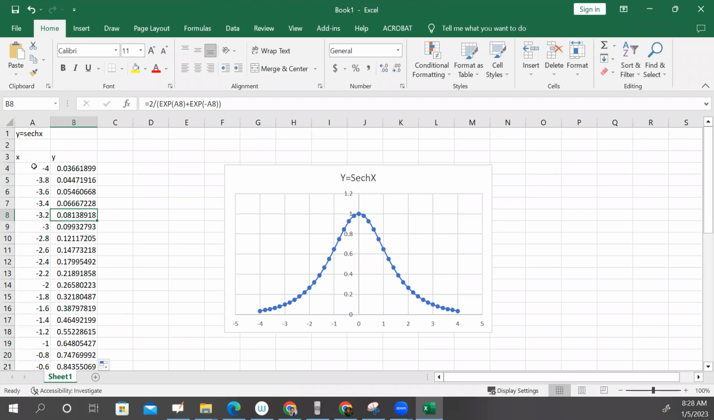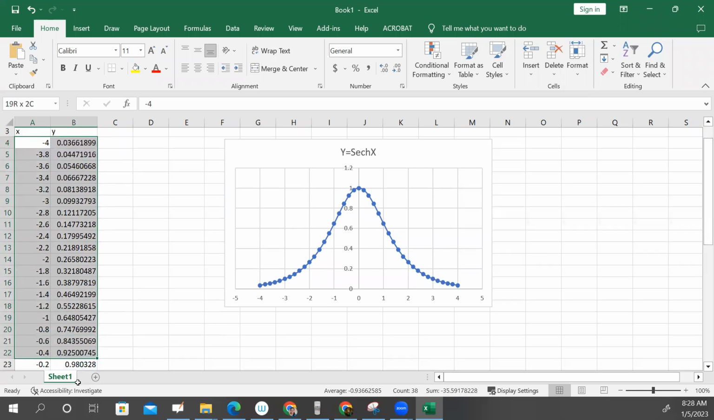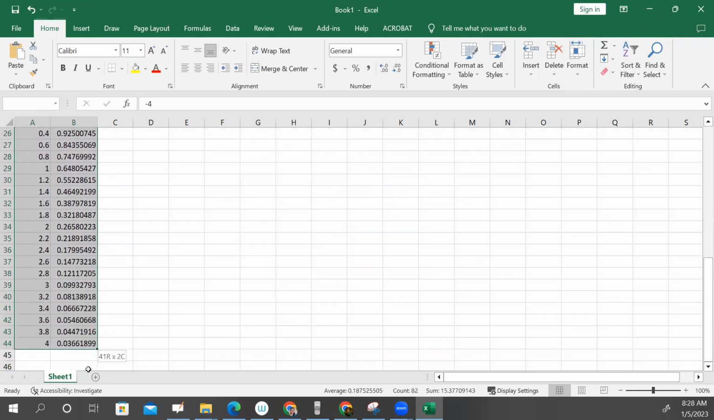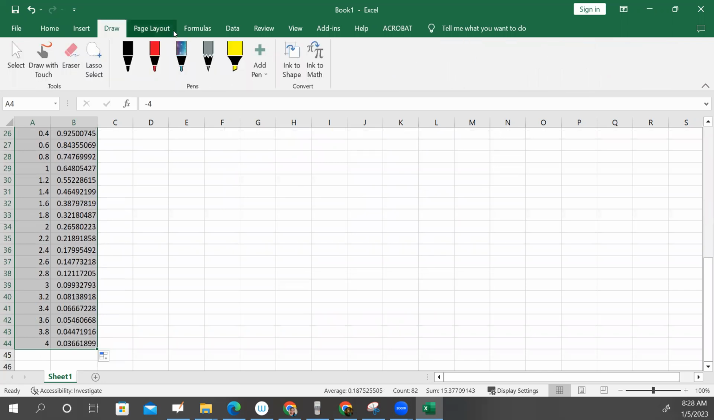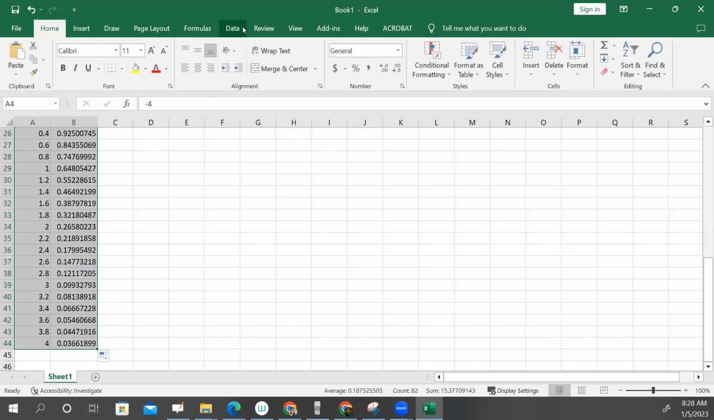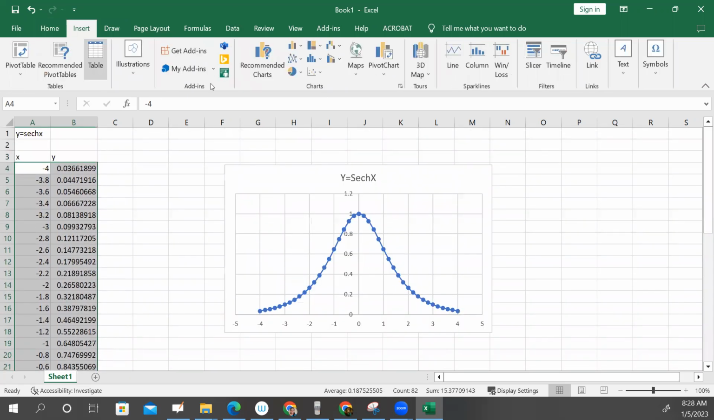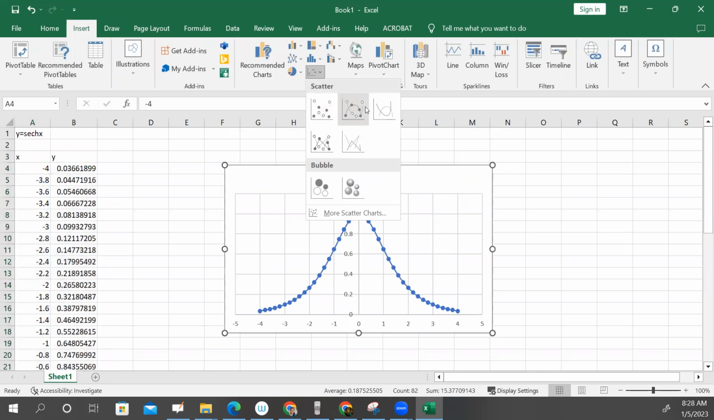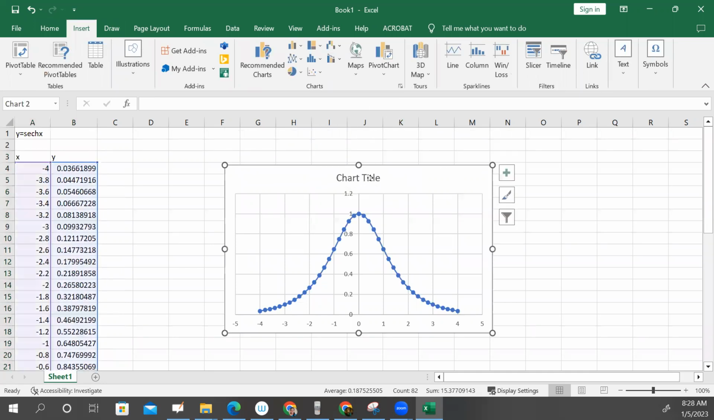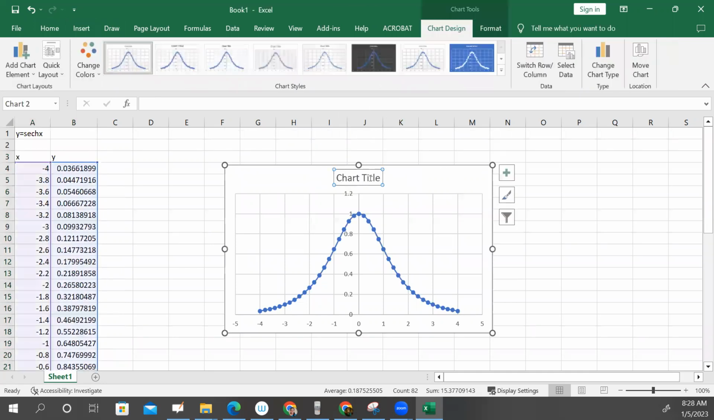And then, guys, I went for the graph. I plotted the x and y values together, getting these two columns together. You can just go to Insert and Charts, and you can get this graph. So this is basically the way I got the graph.